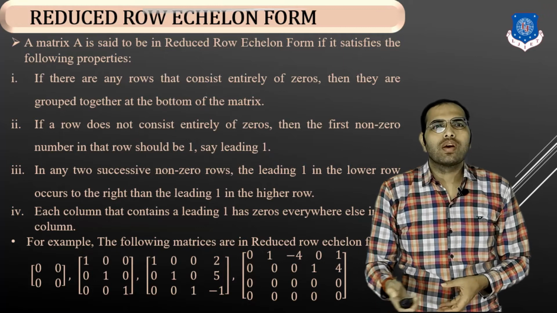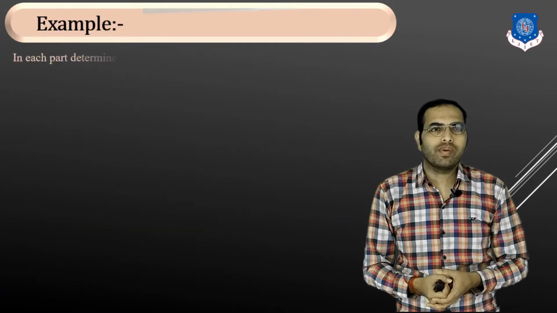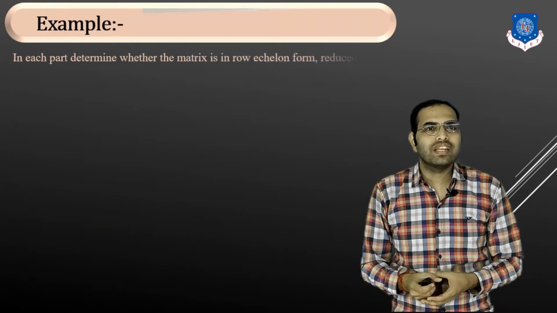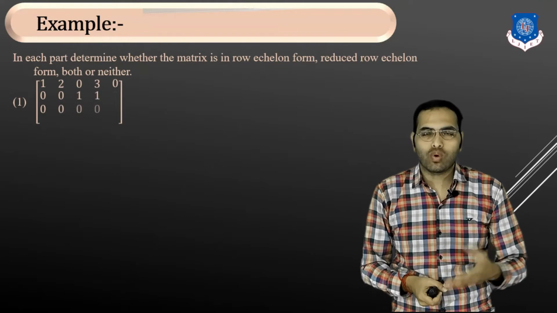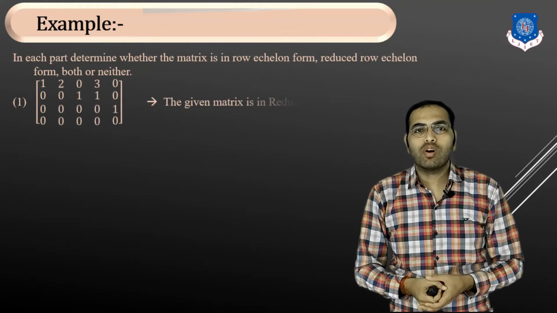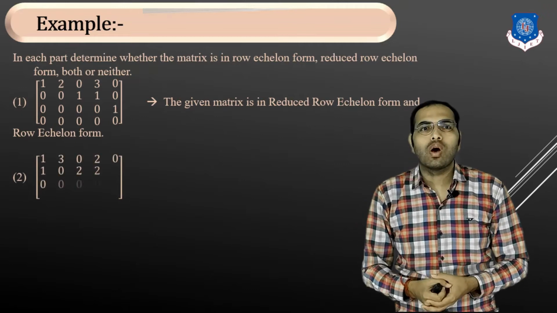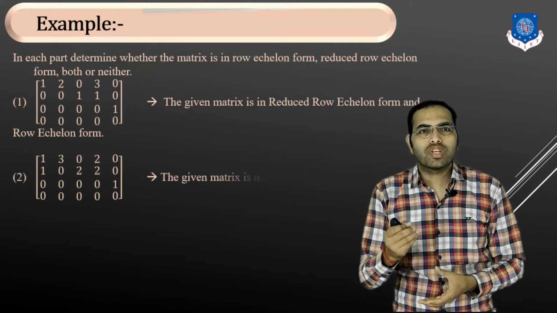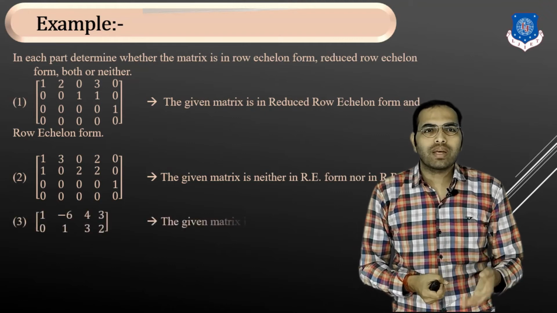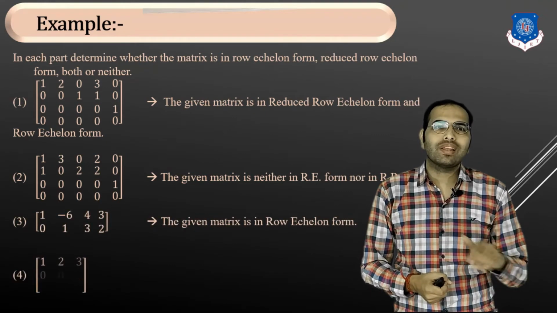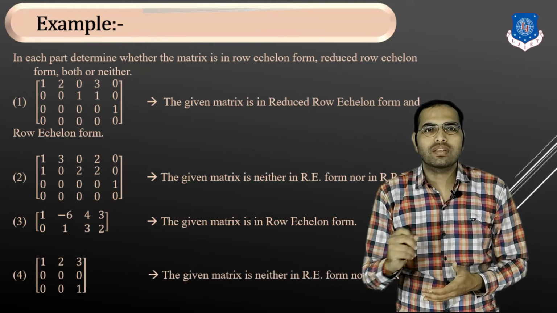Let's see an example based on the reduced row echelon form and row echelon form. In each part, determine whether the matrix is in row echelon form, reduced row echelon form, neither or both. The first example is 1 2 0 3 0, 0 0 1 1 0, 0 0 0 0 1, and all the entries of the fourth row are 0.